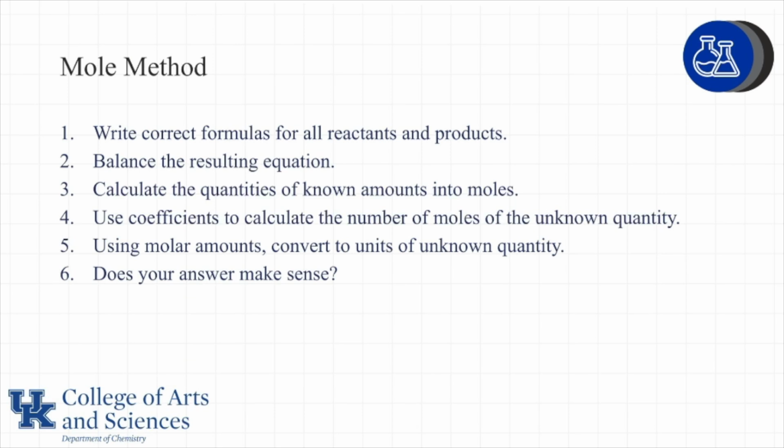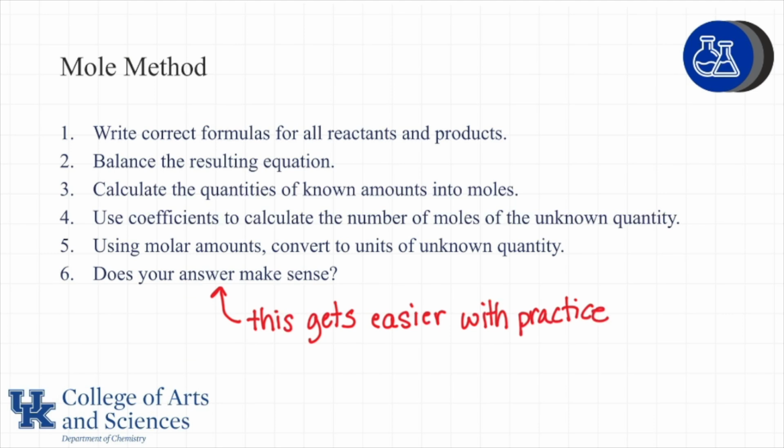The first thing we do is write correct formulas for all reactants and products. So if you're not given a reaction, you might have to write out the reaction and then balance that resulting equation. Whatever value we're given, we need to use the tools we have to get that to moles of our known compound. Then we can use the coefficients from the balanced chemical equation to get the mole to mole ratio between the known substance and the unknown substance. Then we have moles of our unknown, and we can use our tools to get us to whatever we need to know for that substance. And then we want to ask ourselves, does our answer make sense? And this does take time. The more problems you do, the more practice you have, the easier it will get to decide, is this a reasonable value?